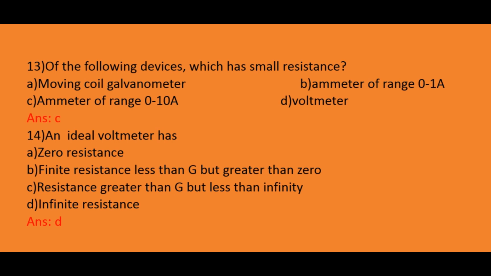The next one is: an ideal voltmeter has. The options are zero resistance, finite resistance less than G (the galvanometer resistance) but greater than 0, resistance greater than G but less than infinity, and infinite resistance. An ideal voltmeter has infinite resistance.